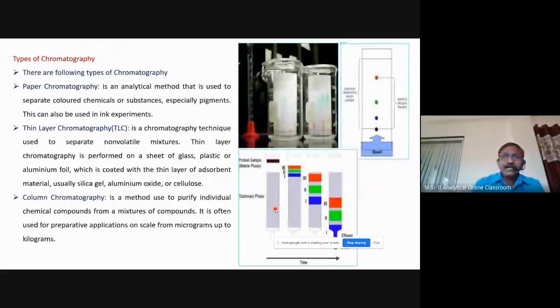Now we can see some different kinds of chromatography, most of which you have already learned. First is paper chromatography. I have taken paper chromatography first because you have already learned this technique at FYBSc.